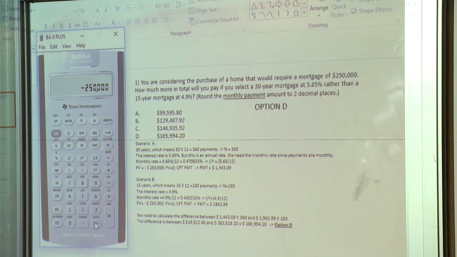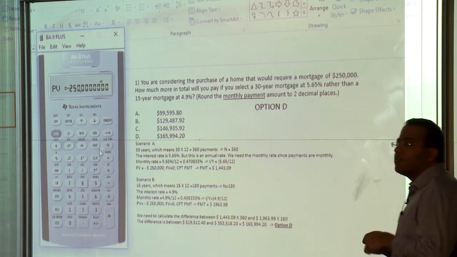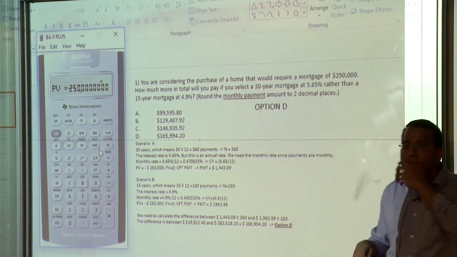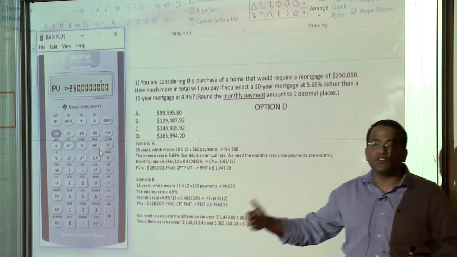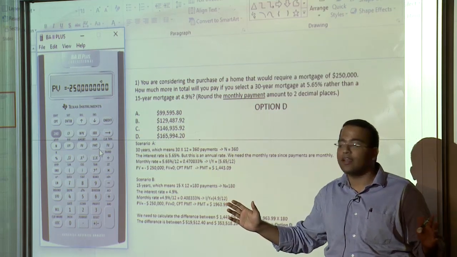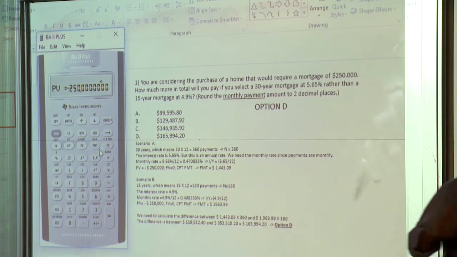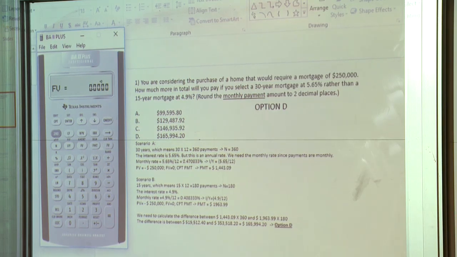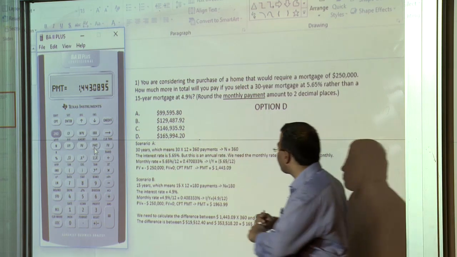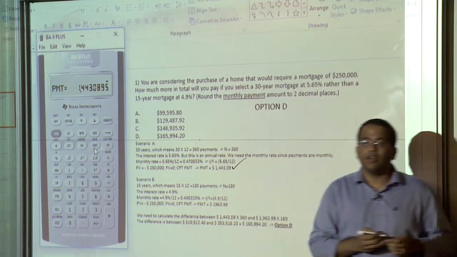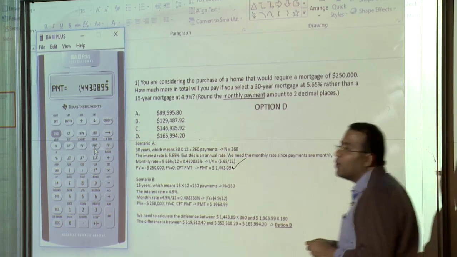Okay, so I'm going to put in a minus 250,000 here as PV. What's the FV for this plan? So why is it 0? At the end of your plan, once you pay the last installment, you don't owe anybody anything, right? That's why it's 0. At that moment there is no further owing to anyone. That's the future value of this plan. And then we simply click on compute and PMT. That gives me a number of 1443.09. So that's the payment that would happen if I went for the first plan.